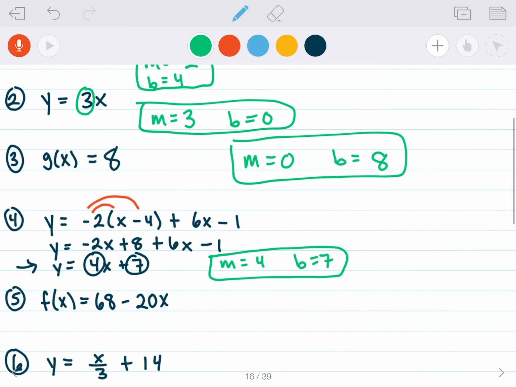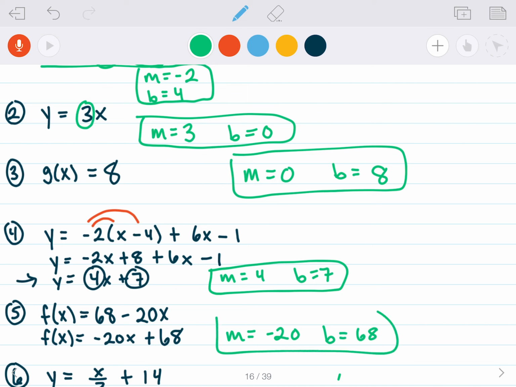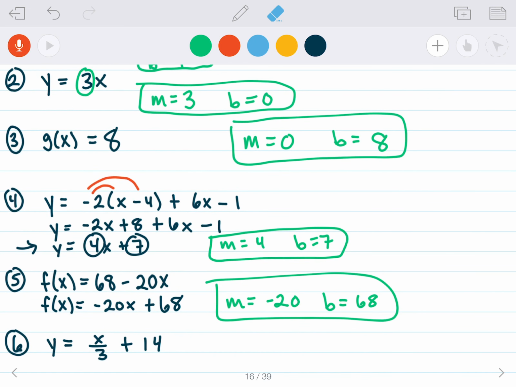Okay. Number 5, we have 68 minus 20x. If it helps you, you can write the x term in front. So we can rewrite this as f of x equals negative 20x, and the 68 is positive because there's an understood plus sign in front of it. So the number attached to x is negative 20. So we have m equals negative 20, and the constant number at the end is plus 68. So b is 68. That's our answer there.